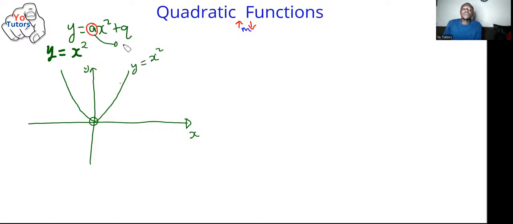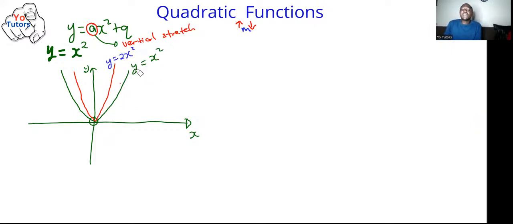Okay, it stretches your graph. So vertical stretch. When a is above 1, your graph will be close to the y-axis. For example, if we are to have y equals 2x, if you attended lesson 1 on linear functions, you now understand what I mean by this. Now it has to do with the gradient. So for example here, it's y equals 2x squared. So it's steeper than the normal mother graph.